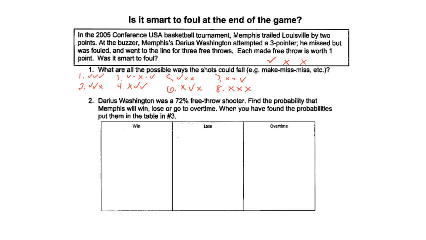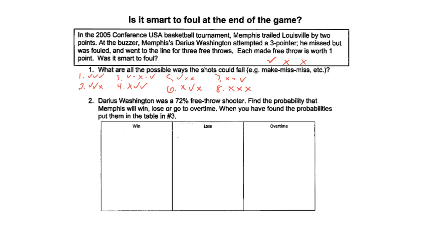So the information it gives us here with number 2 is that he was a 72% free throw shooter. So find the probability that Memphis will win, lose, or go to overtime. If it's tied, they'll send it to overtime. So when we find the probabilities, we'll put them on our table here.